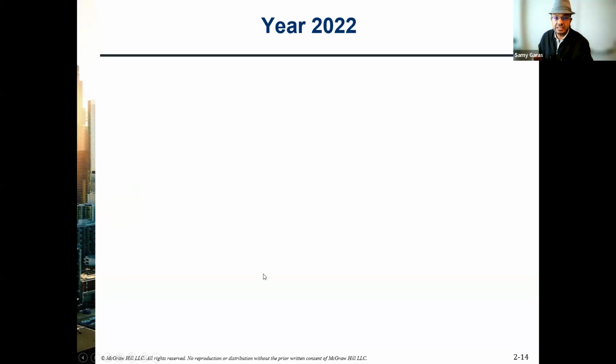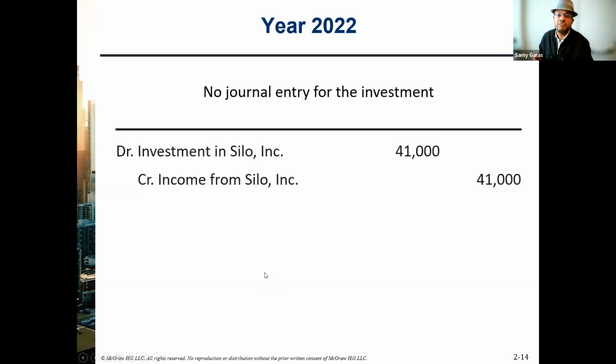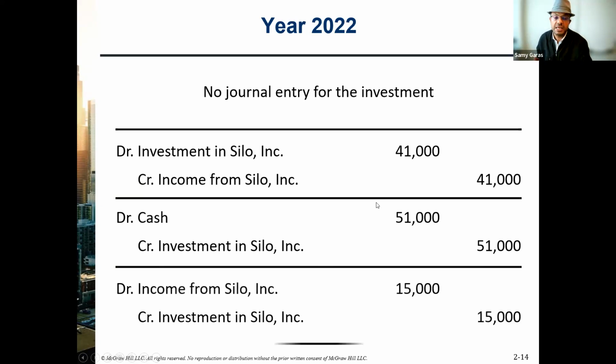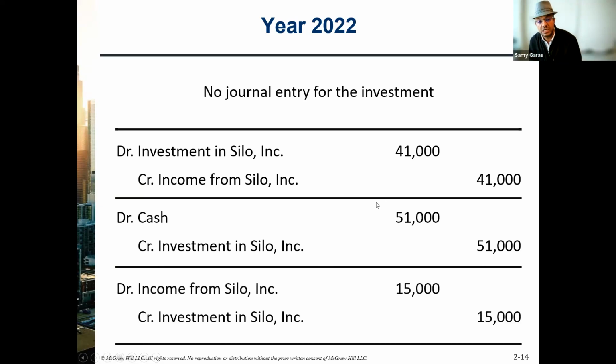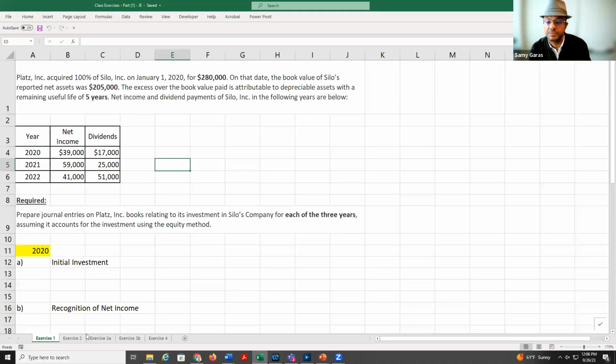And the next year, 22, also there is no journal for the investment. For the income and the dividends, we get the amounts from the table, and then the amortization journal. So this is what we usually do if the investment amount is different from the book value. Now let us go to exercise 2 in the Excel sheet.